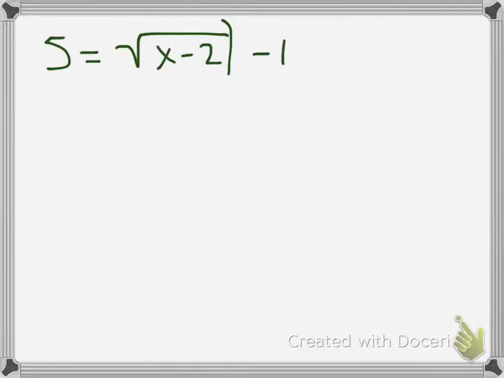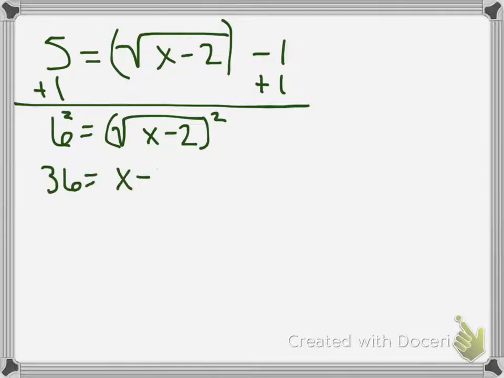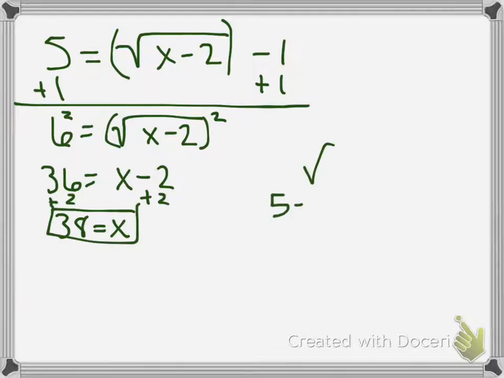Let's look at another example. What do I do here? Well, again, isolate the square root value. Move the 1 over to the other side. 5 plus 1 is 6. Then again, since it's a square root, we square it to get rid of it. That would give me 36 equals x minus 2, and thus I could add 2 to both sides to get 38. Double check my work.